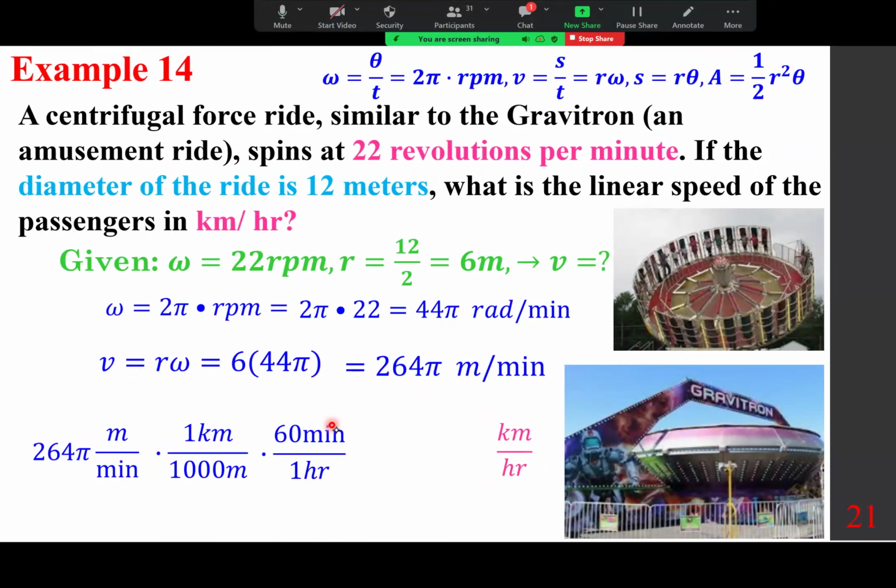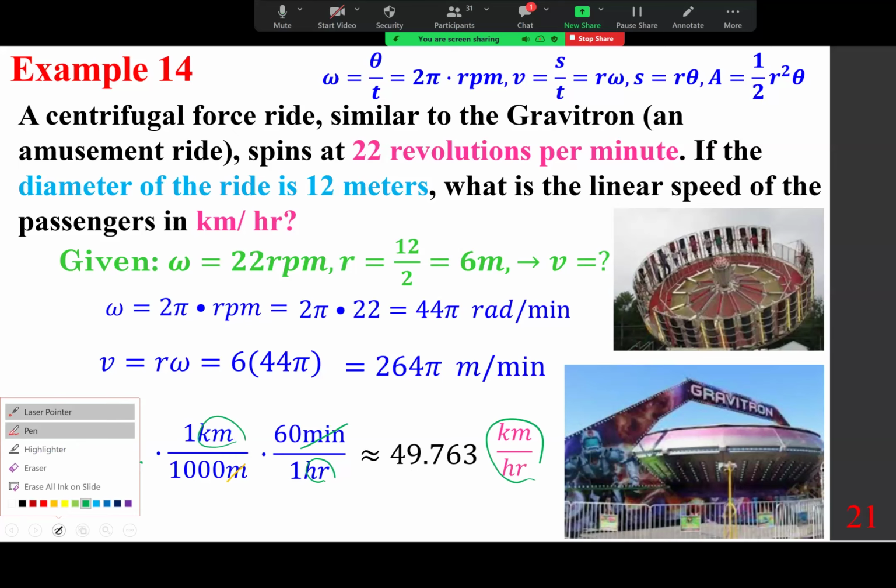The way you put this, it's important to know that they have to cancel each other in the following manner. This cancels out this one. This cancels out this one. And now you can see what you are left with is kilometers per hour. Now do the math. It gives you the answer, 49.763 kilometers per hour.